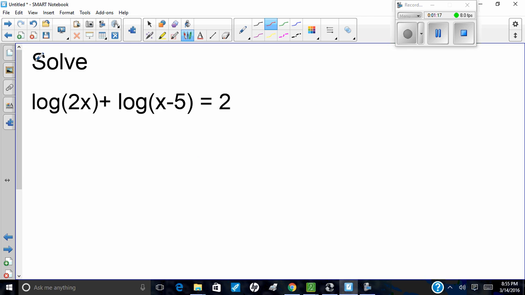Alright, here's our first problem. So let's go ahead and write it down. We have to solve, so write this down, log of 2x plus log of x minus 5 is equal to 2.